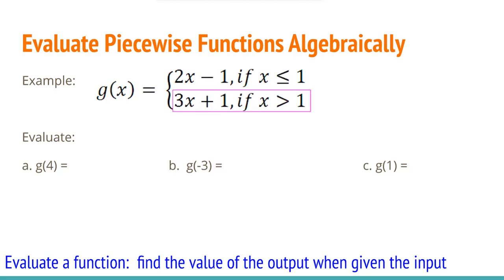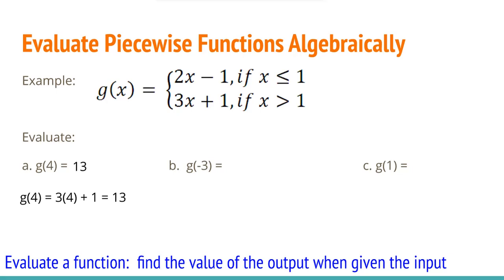If x, or the input value, is 4, then we must use the bottom rule because clearly that's bigger than the number 1. So then we're going to substitute the 4 into the rule 3x plus 1 to find our output. When we do that, we find out that the output is going to be 13. So when we say g of 4 is equal to 13, basically we're saying the output of this function when x equals 4 is equal to 13.